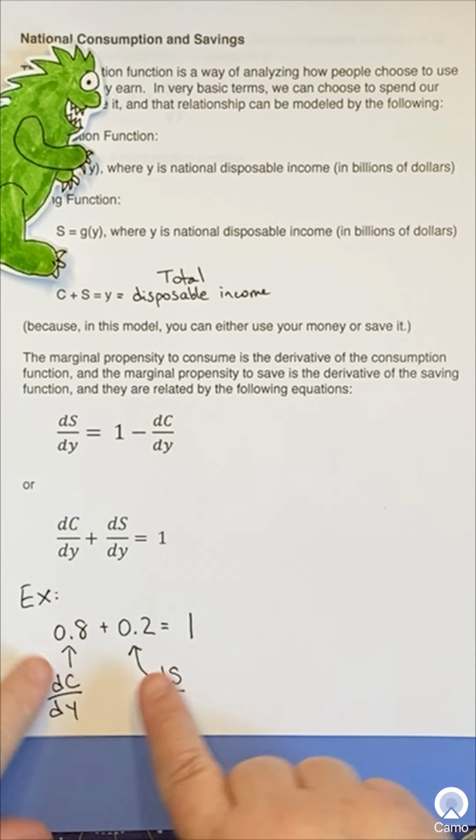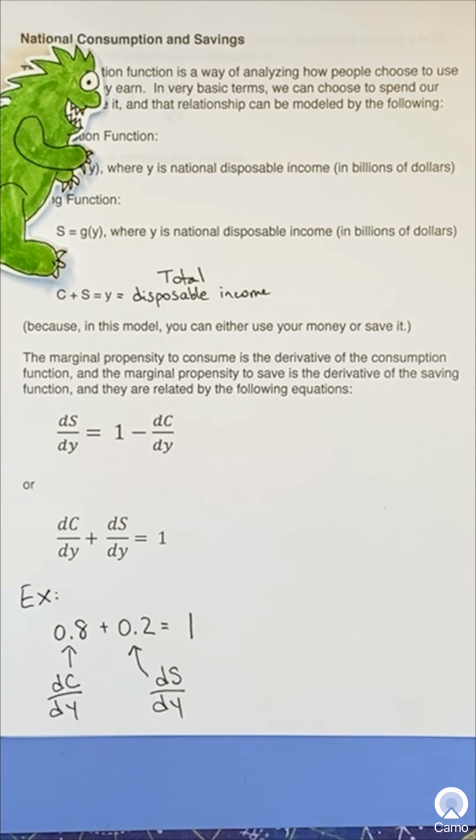So this would be such a lovely world in which we could save 20% of our money. So that would be cool. So that's an example of what it looks like. So what are we going to do with this?